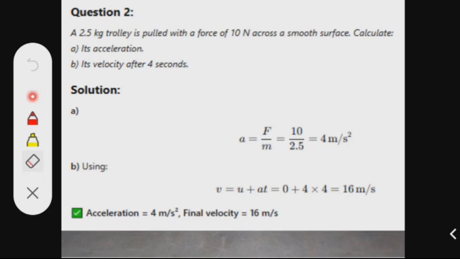I hope you guys can see my screen. Question 2. Yes, sir, we can see it. Okay, so now let's move on.